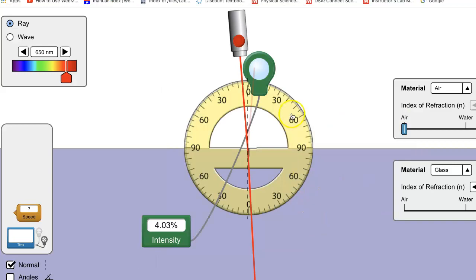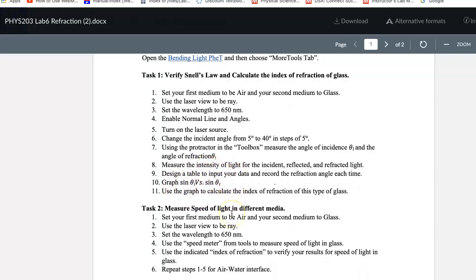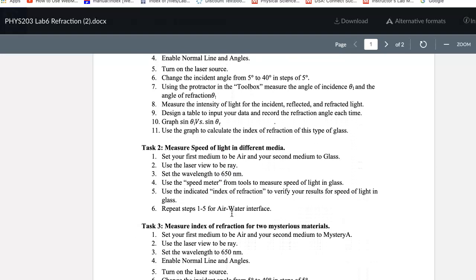I just want to go back to here, and I will say, don't forget to measure the intensity graph, and use the graph to calculate the index of refraction of this type of glass.